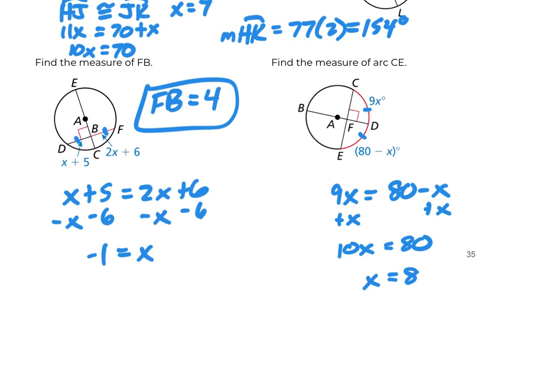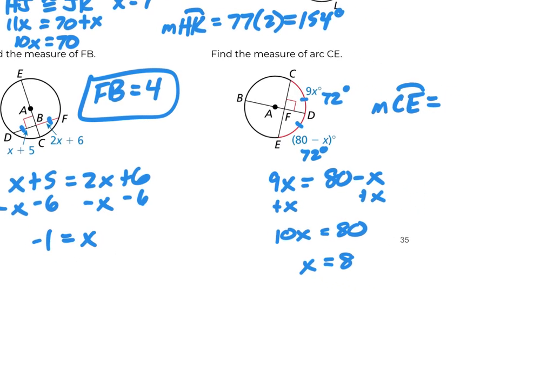I've got to plug it back in. I want to find the measure of arc CE. So really pay attention to which arc. We want this whole thing right here. So I've got to take 8 and plug it back in. 9 times 8 is 72 degrees. 80 minus 8 is also 72 degrees. So the measure of arc CE is 144 degrees. We've got to add those two together. Okay. Once again, there's a lot of questions that could be asked there. I could ask you for this or this, and this time we're asking for the whole thing.